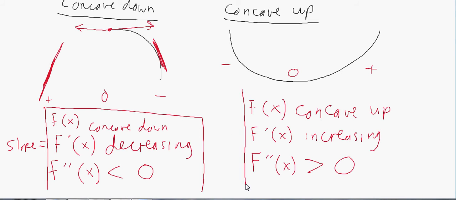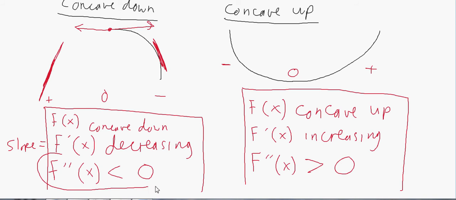So these are the big relationships that you need to remember here. I'm going to say it again just to go through. These are very, very important. F of x is concave down means f prime is decreasing, and that means f double prime is less than 0.